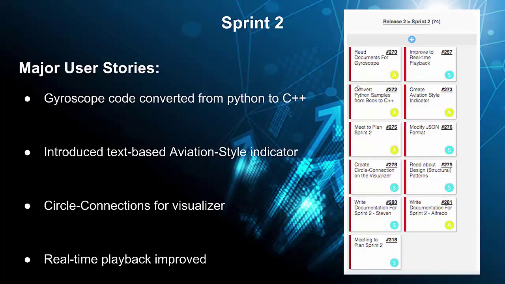In Sprint 2, the major user story that we covered was having the gyroscope code converted from Python to C++. We also introduced an aviation style indicator, which measured pitch, roll, and yaw for the gyroscope visualizer. We introduced circle connectivity for the multi-touch visualizer, and we also improved the real-time playback. Originally, there was a lag, and now it is more like a real-time recording.